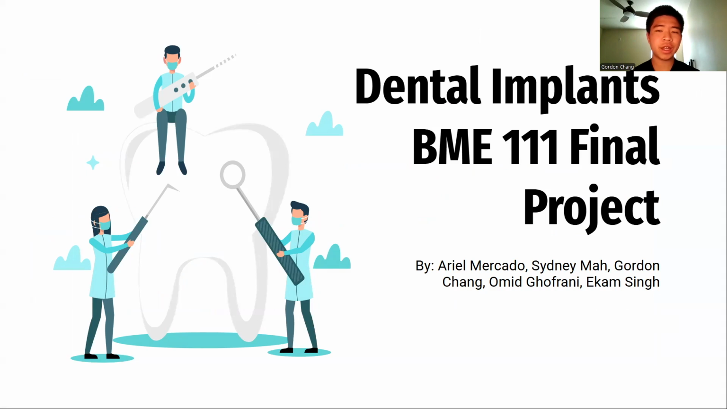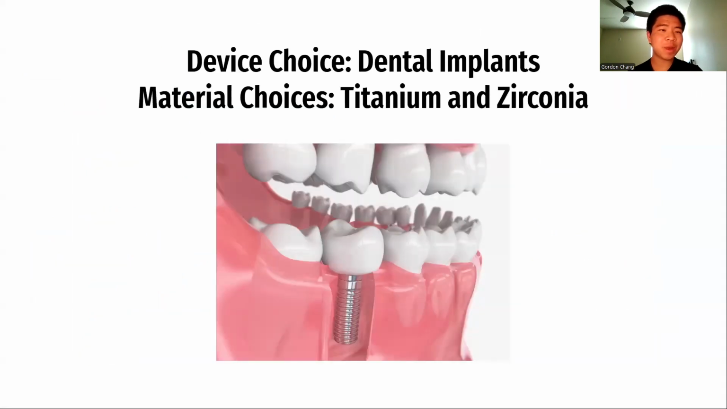And my name is Gordon Chang, and I'm going to start us off with our BME 111 final project. As you might be able to tell from the first slide that you just saw, our device choice is dental implants. In terms of our material choices, we chose titanium and zirconia, which are both very popular when it comes to making dental implants.